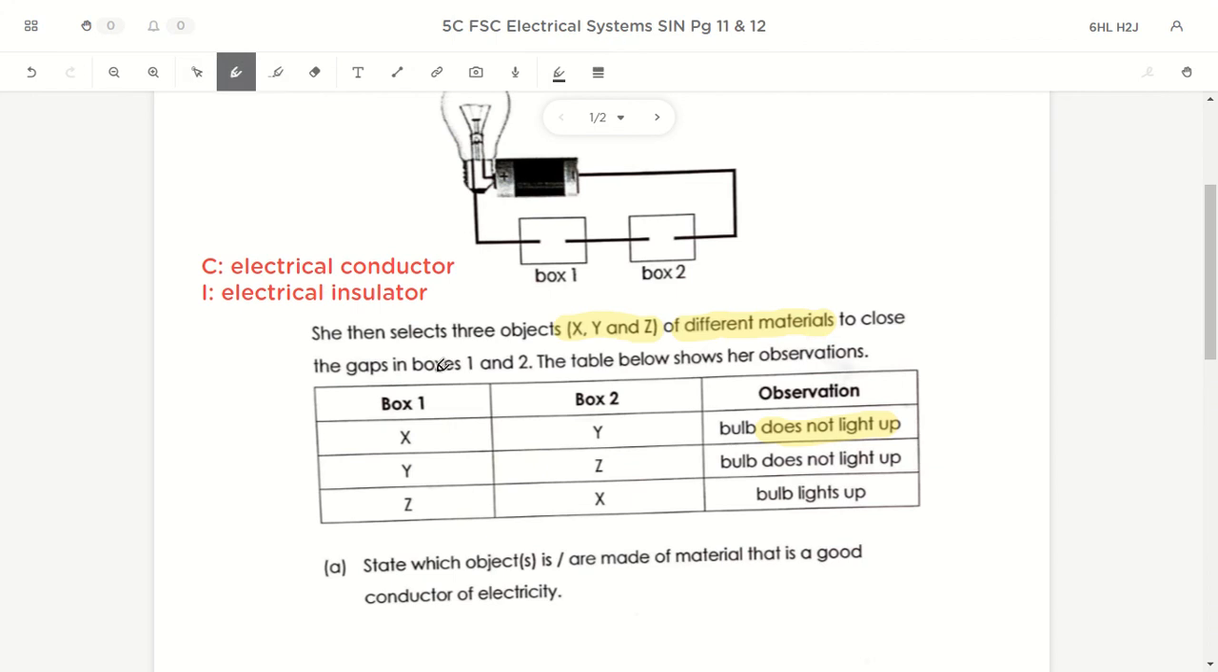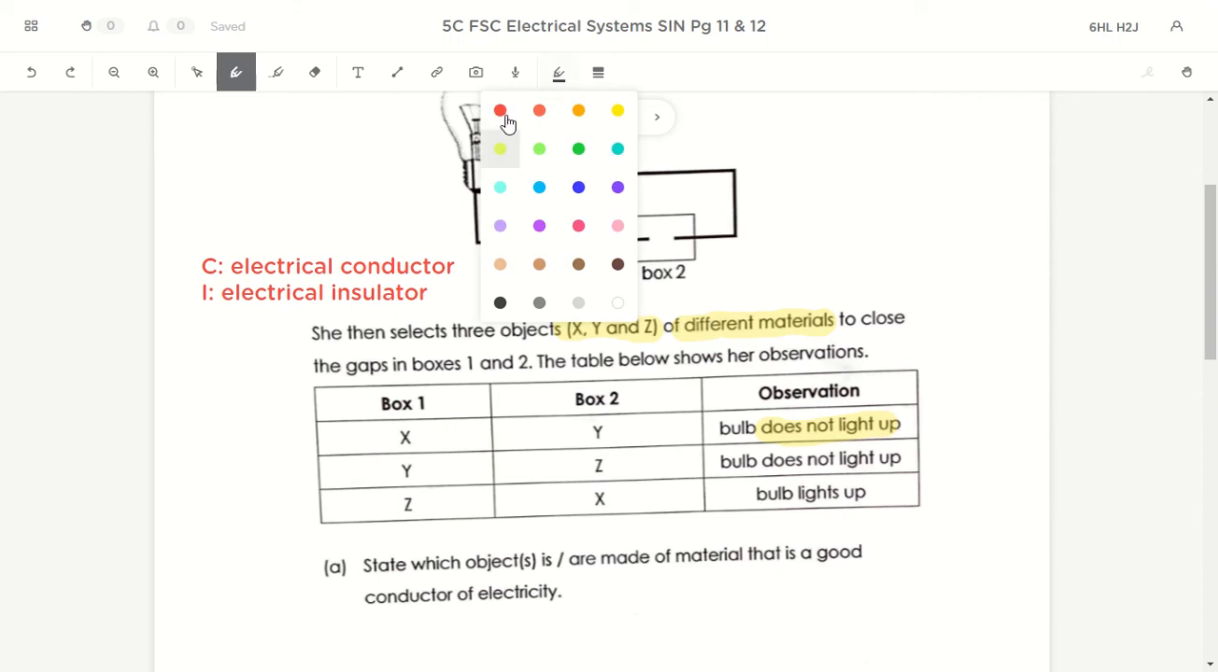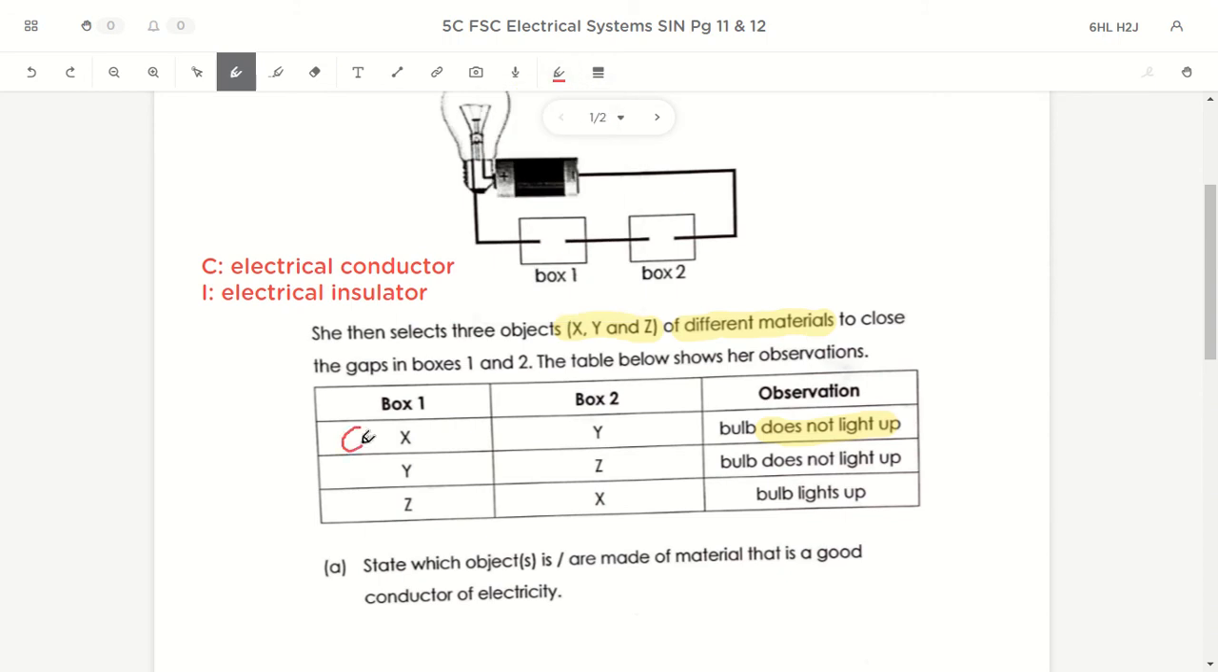I don't know whether it's a conductor. I also don't know whether it's an insulator. But I know one of them must be an insulator, or maybe both of them must be insulators. That's why the bulb doesn't light up, because the electric current cannot pass through them. So I don't know. It might be a conductor. It might be an insulator. I don't know yet.